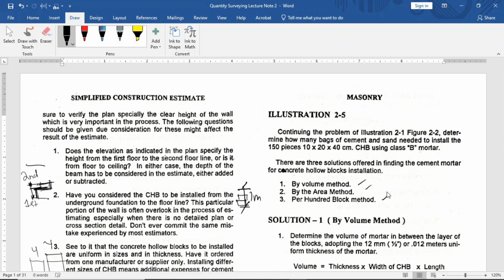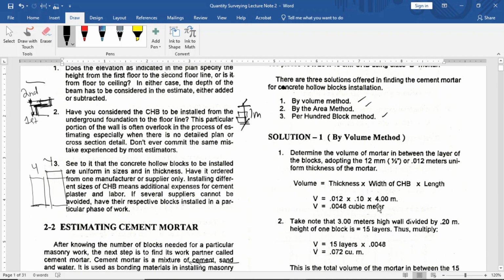So, first method is by volume method. So, first is determine the volume of mortar in between the layers of the blocks, adapting the 12 mm or 1/2 inch or 0.012 meters uniform thickness of mortar. So, ito yung kapal daw ng mortar natin.